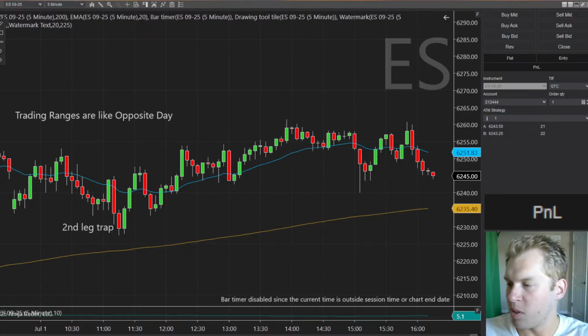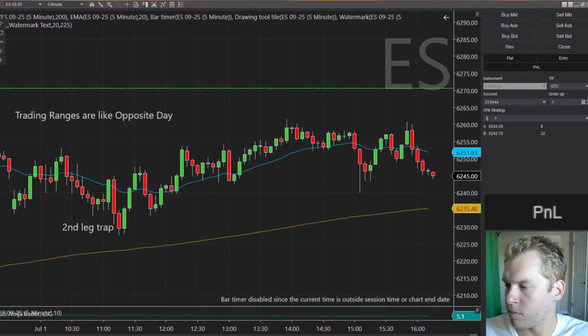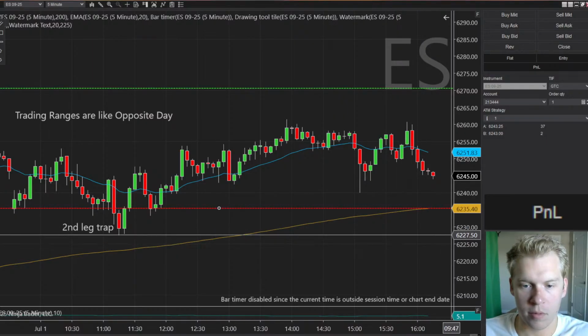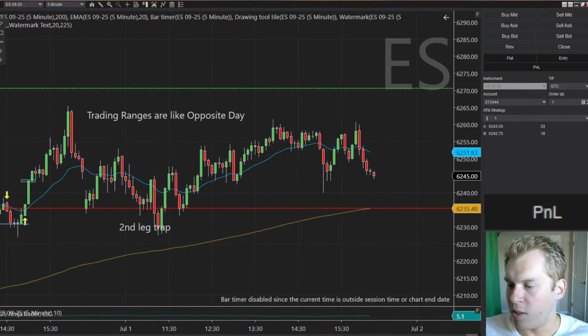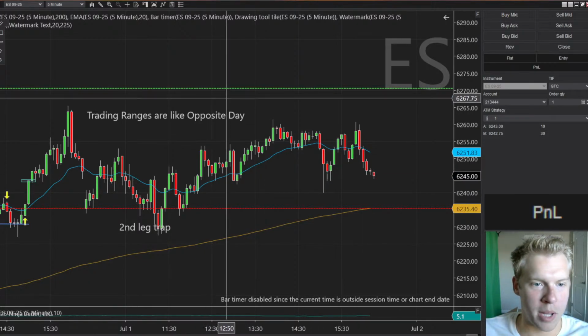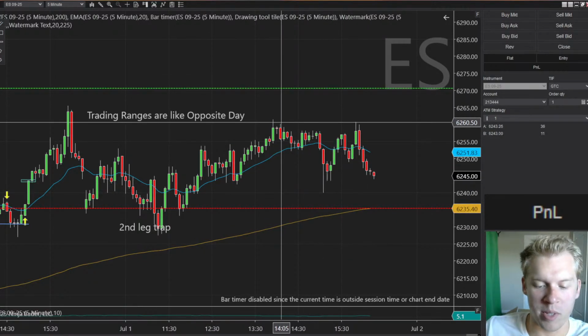All right. Good morning. I'm still setting up my chart here. First thing to do is I normally add on the overnight highs and lows. So I'll put them on here. So there we go. And the overnight high and low gives you this band to kind of play between. It gives you support and resistance for the day.